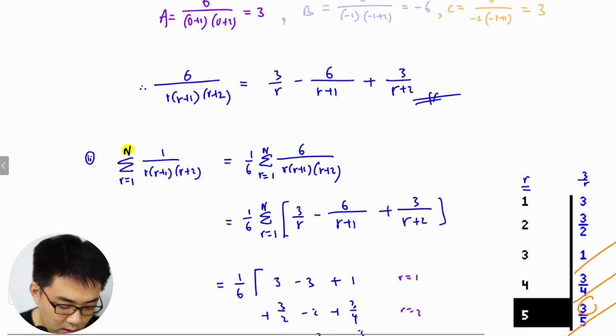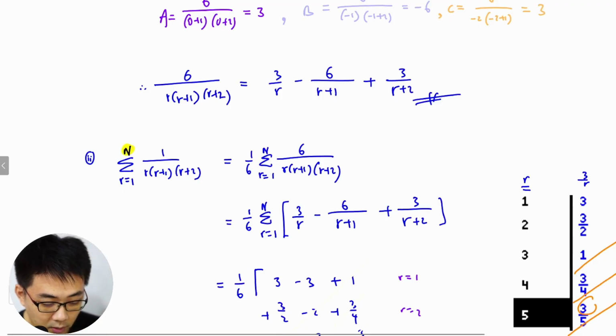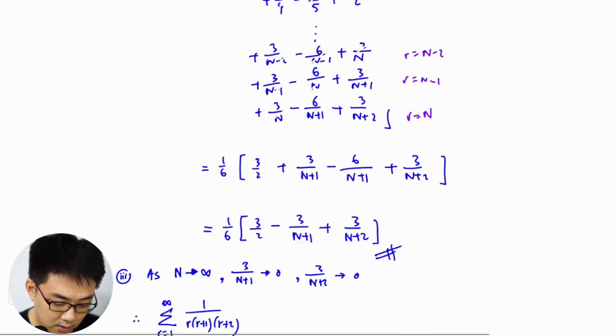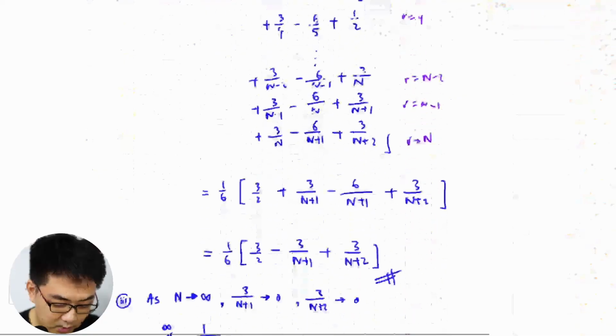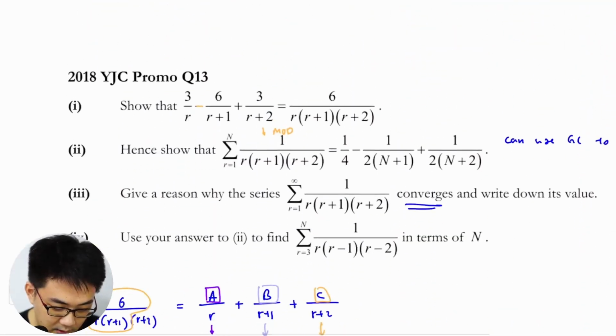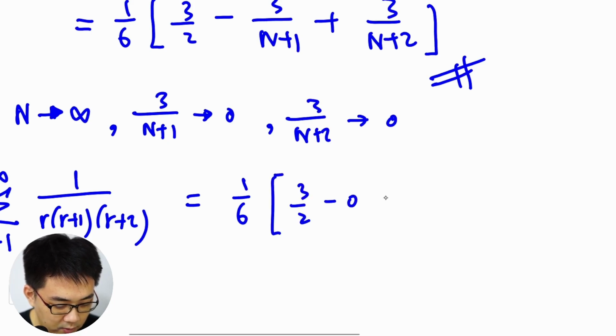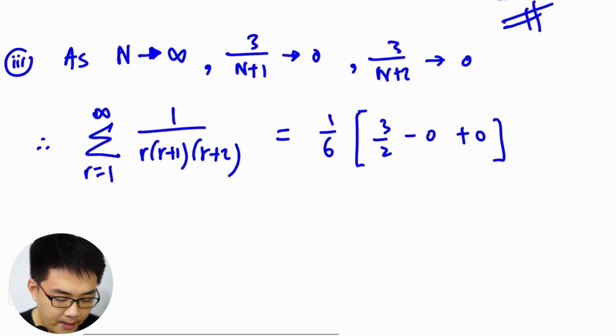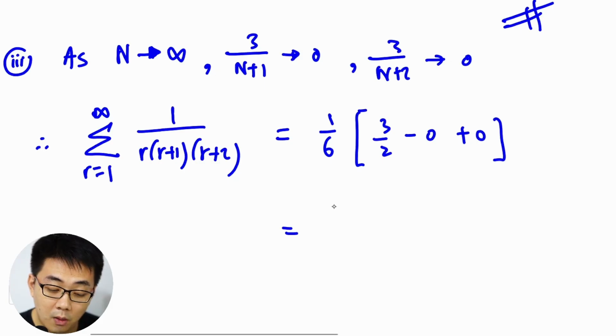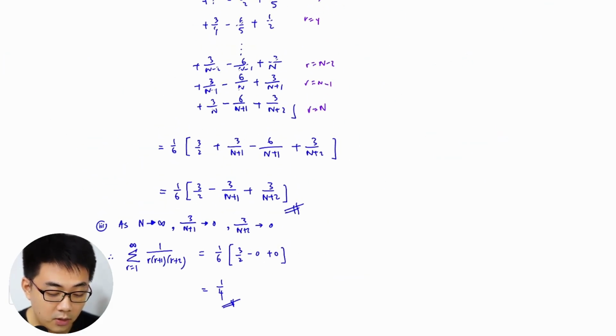This one here will just be 1 over 6r plus 1, summation to infinity. Is it the same term here? Yeah, it's the same, right? This will be 0, so this will just be equal to 1 over 6, 3 over 2 minus 0 plus 0. This will just be 1/4. Okay, same thing. You can check your answer.